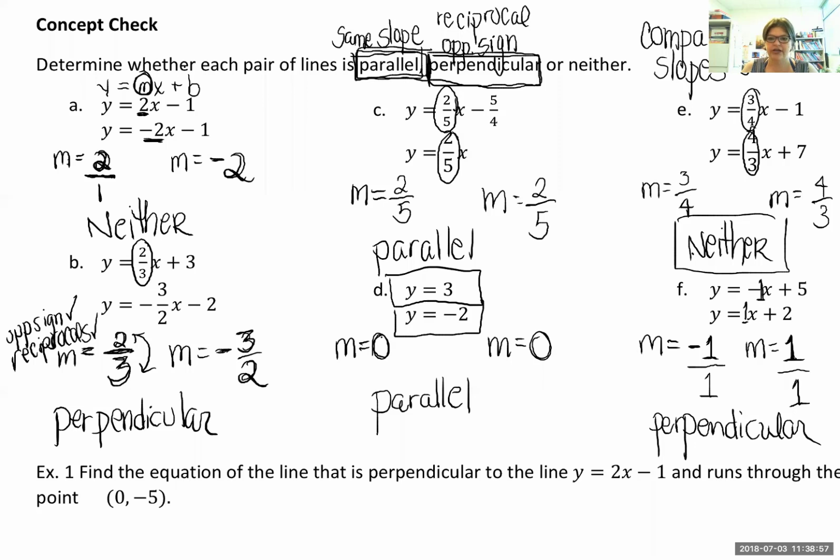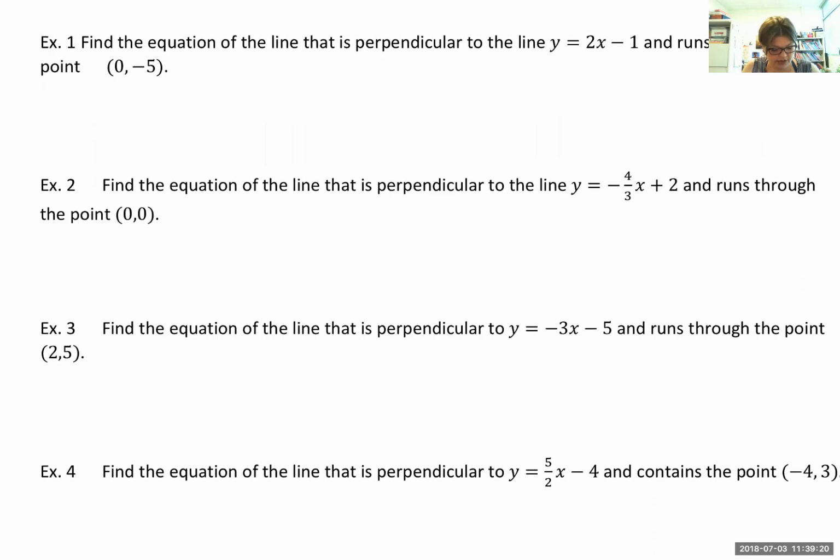Okay, tricky. Okay, so this could come up on the GED, but this is a more simple example of these kind of problems. So let's get it a little more complex, how you're more likely to see it on the GED, where you're actually writing the equations yourself. I have some examples here. Okay, let's take a look. Example 1 says, find the equation of the line that is perpendicular to the line y equals 2x minus 1 and runs through the point 0, -5.